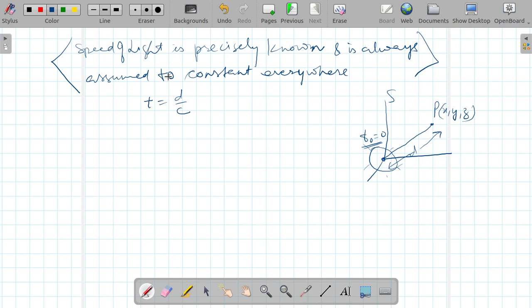Similarly, if the frame of reference is moving with velocity v in this direction, then this is the distance traveled by this flash of light. Now the distance traveled will again be d prime, but the time taken will be different. So that means t prime is equal to d prime by c.